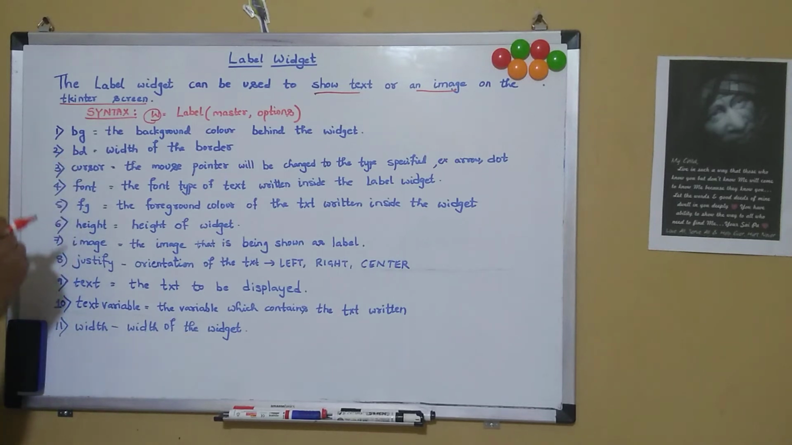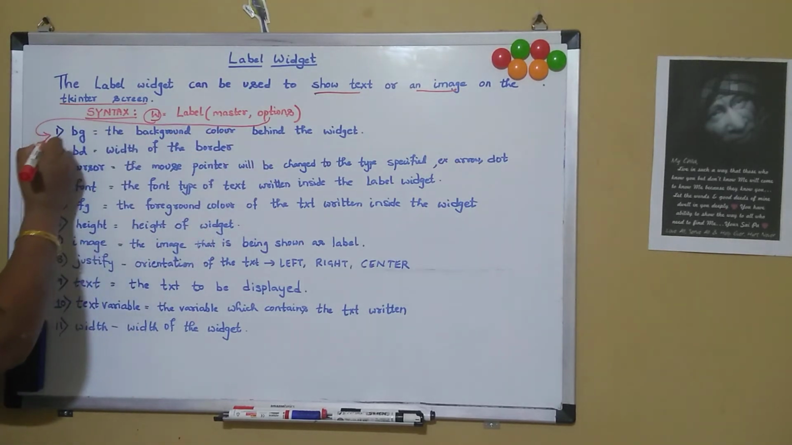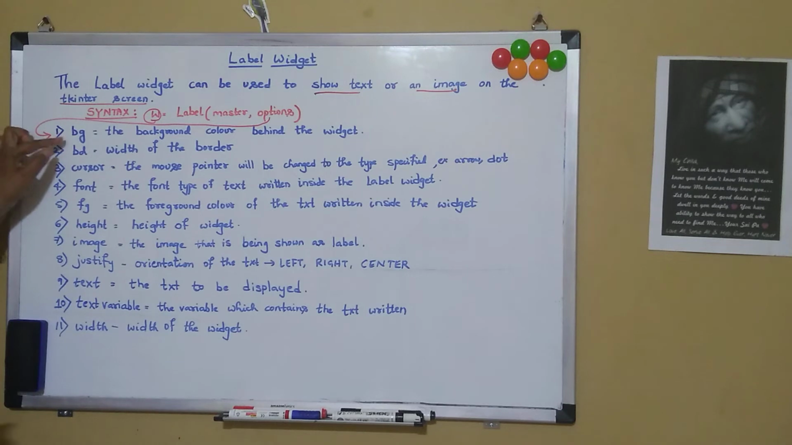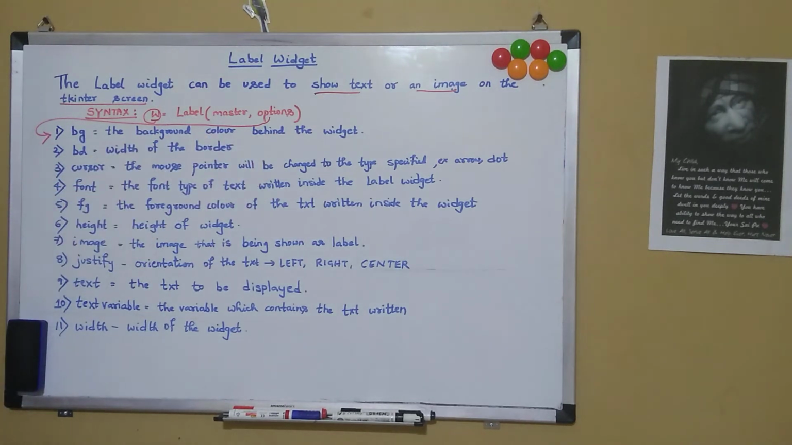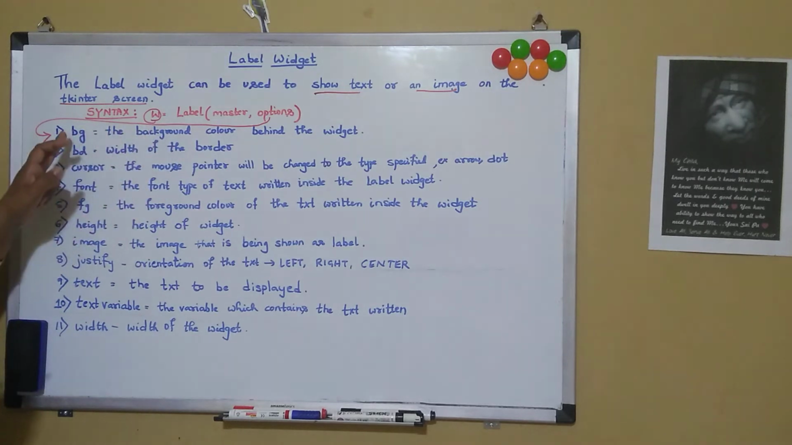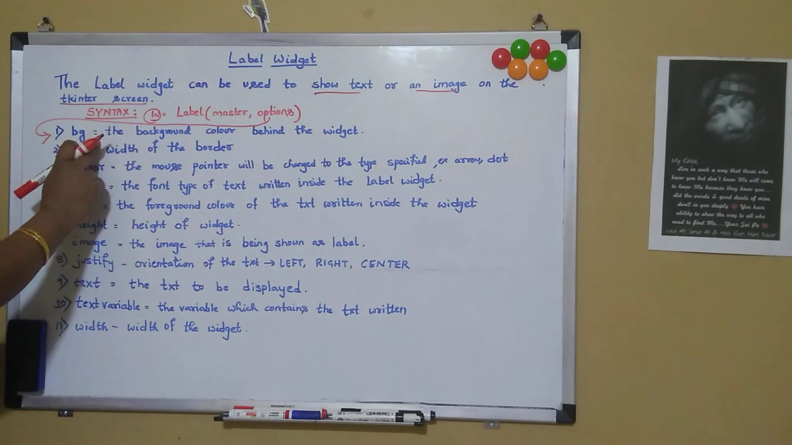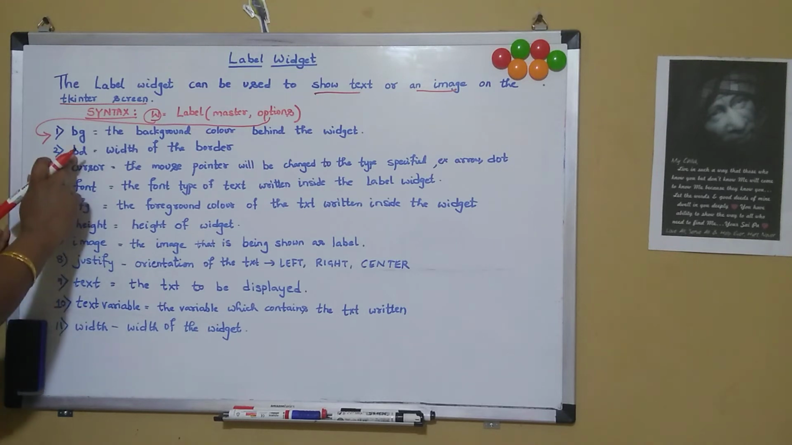There are many options available under the label widget. The options available are BG. BG represents the background color behind the widget. Whenever we want to change the background color of the label widget on the screen, we can do it by specifying it in the BG parameter. So we can say BG equal to red, then the background of the widget becomes red in color.